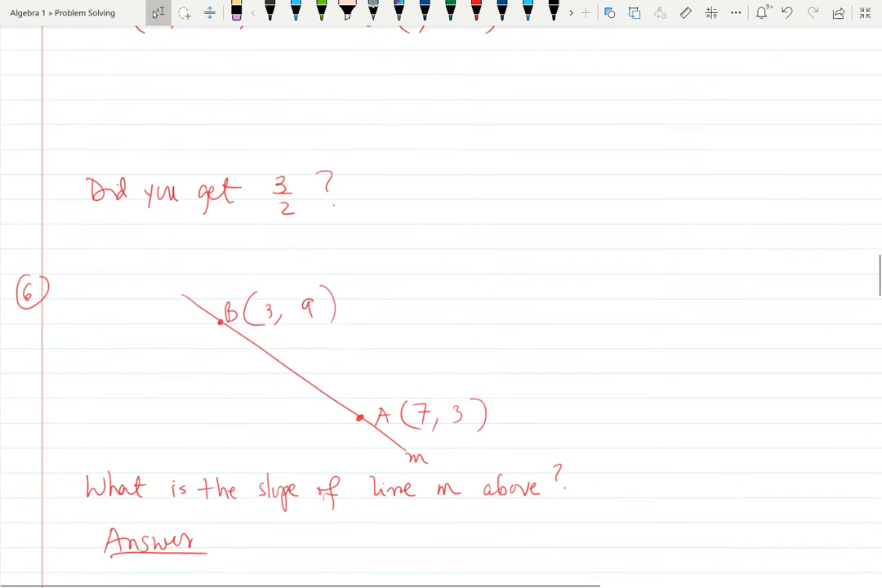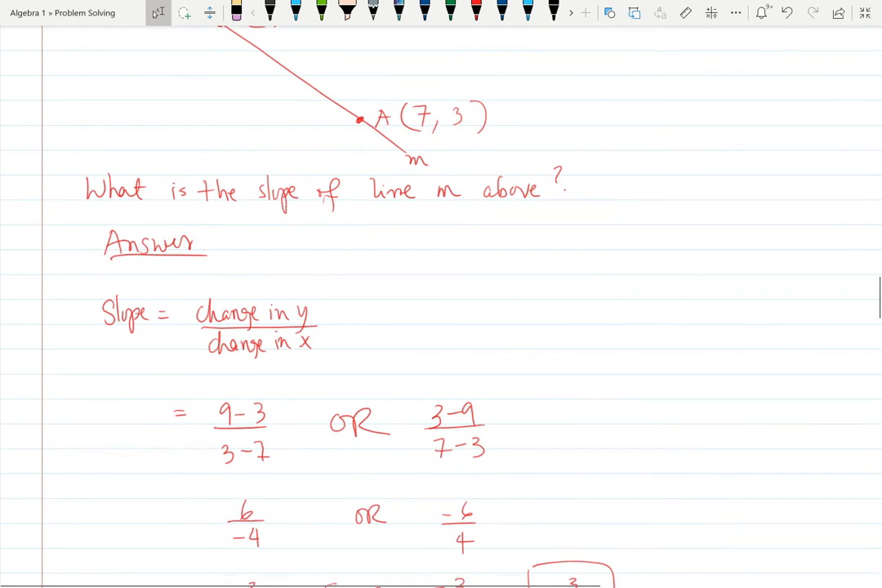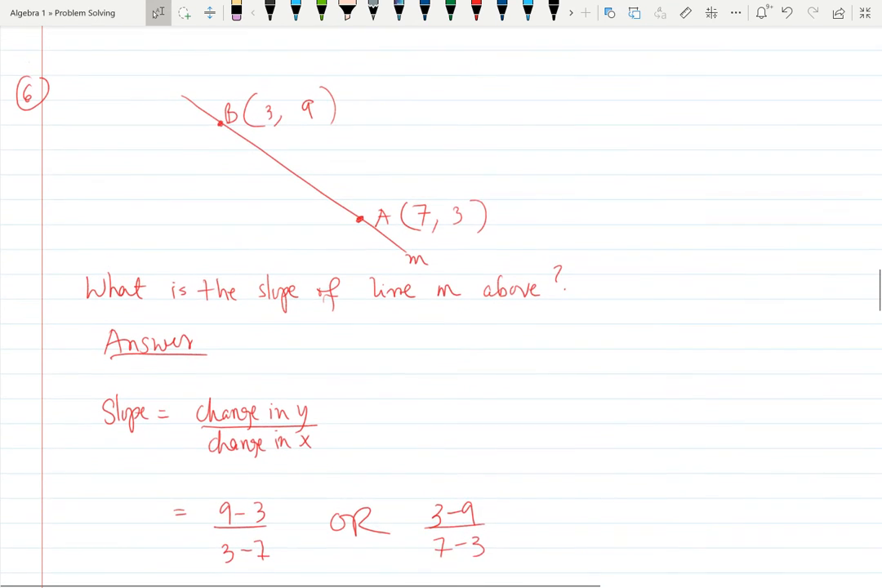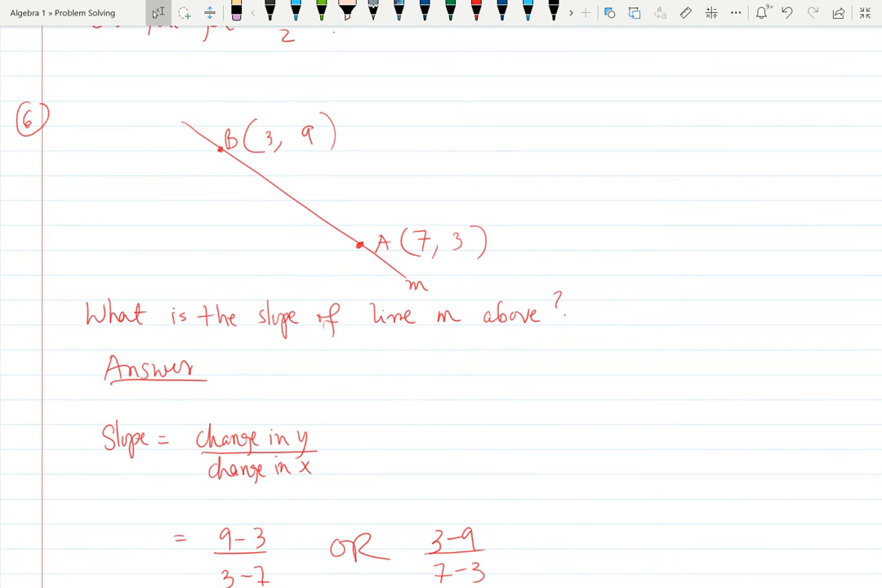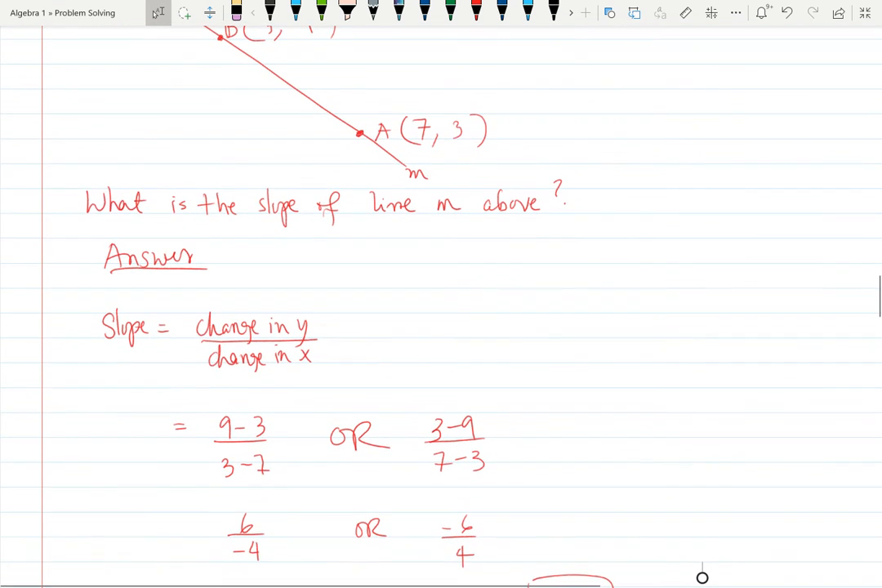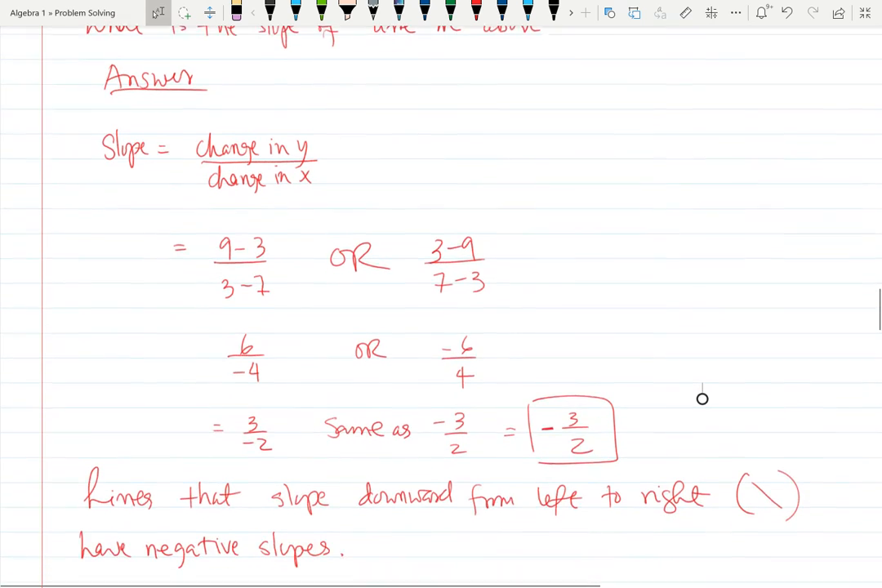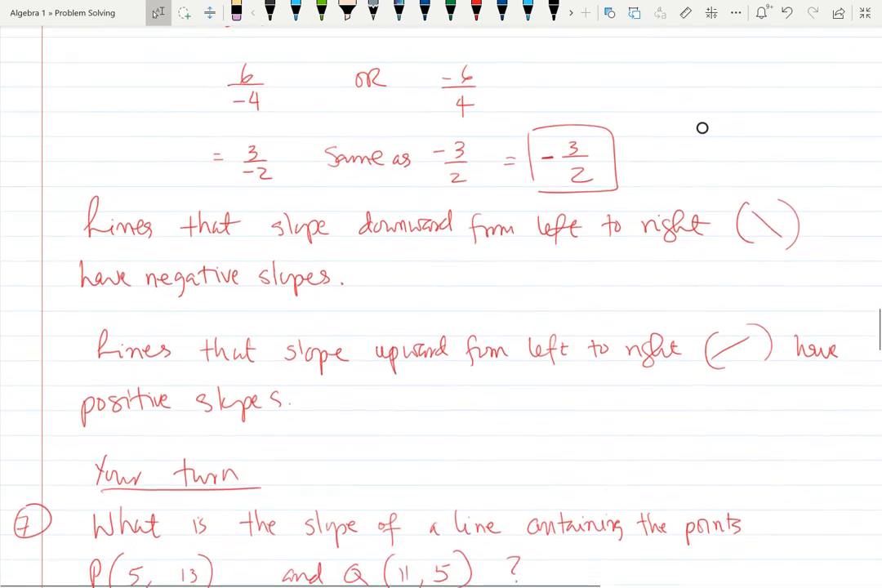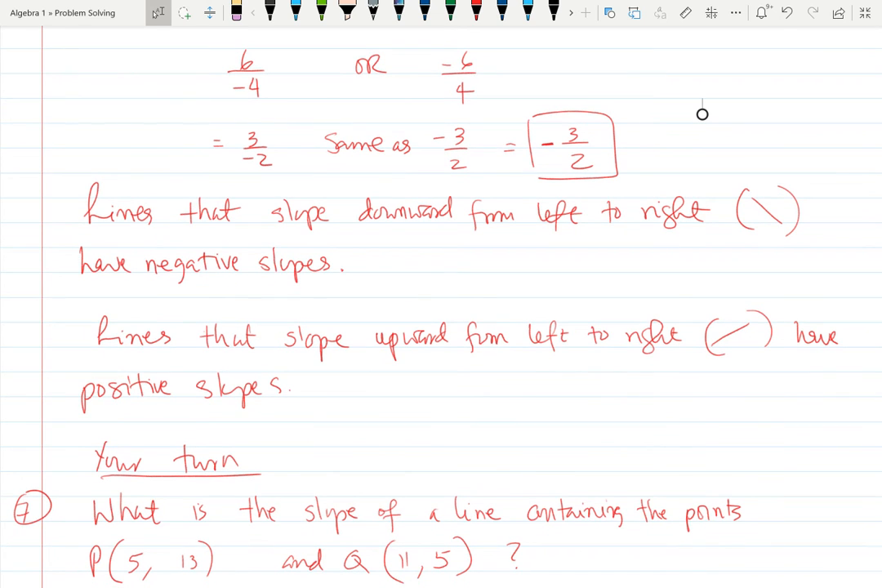Here is another example, a third example. Make sure you pause it and do it on your own without looking. Make sure you get the same answer. If it's a different answer, let me know if I made a mistake. You see that if you have a negative answer, that means the line slopes this way.